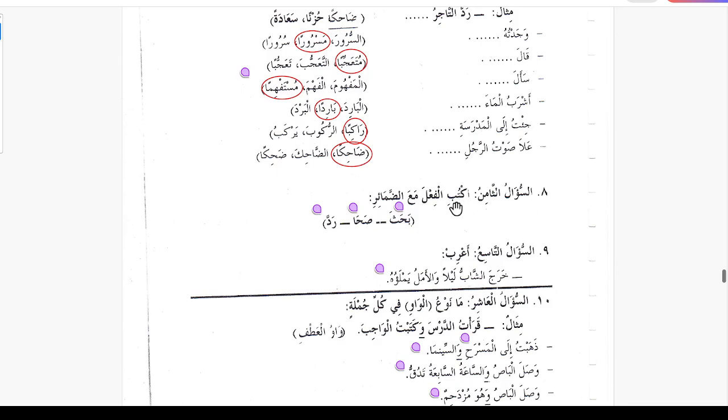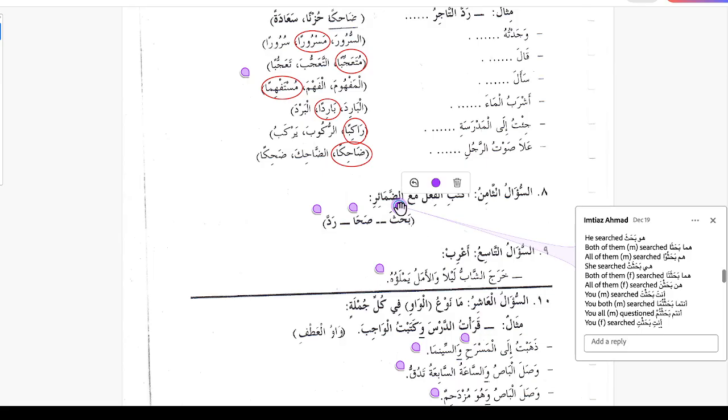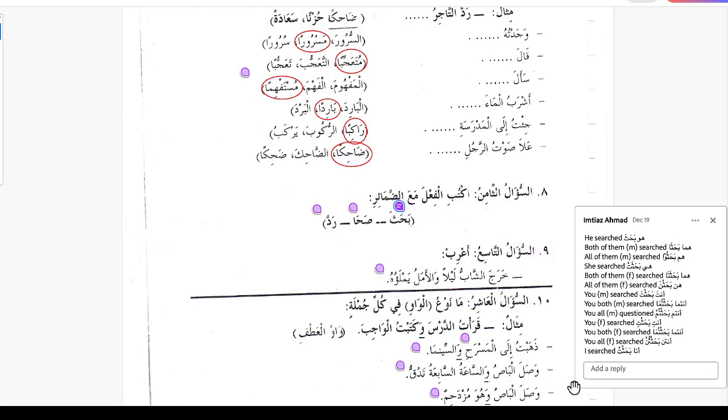Question number 8. Uktubil fe'la madimai, write these verbs with their pronouns. So like always I have done this conjugation here. Bahasa means to search. Huwa bahasa, huma bahasa, hum bahasu, hiya bahasat, huma bahasata, hunna bahasna, anta bahasta, antuma bahastuma, antum bahastum, anti bahasti, antuma bahastuma, antunna bahastunna, ana bahastu, nahnu bahasna.